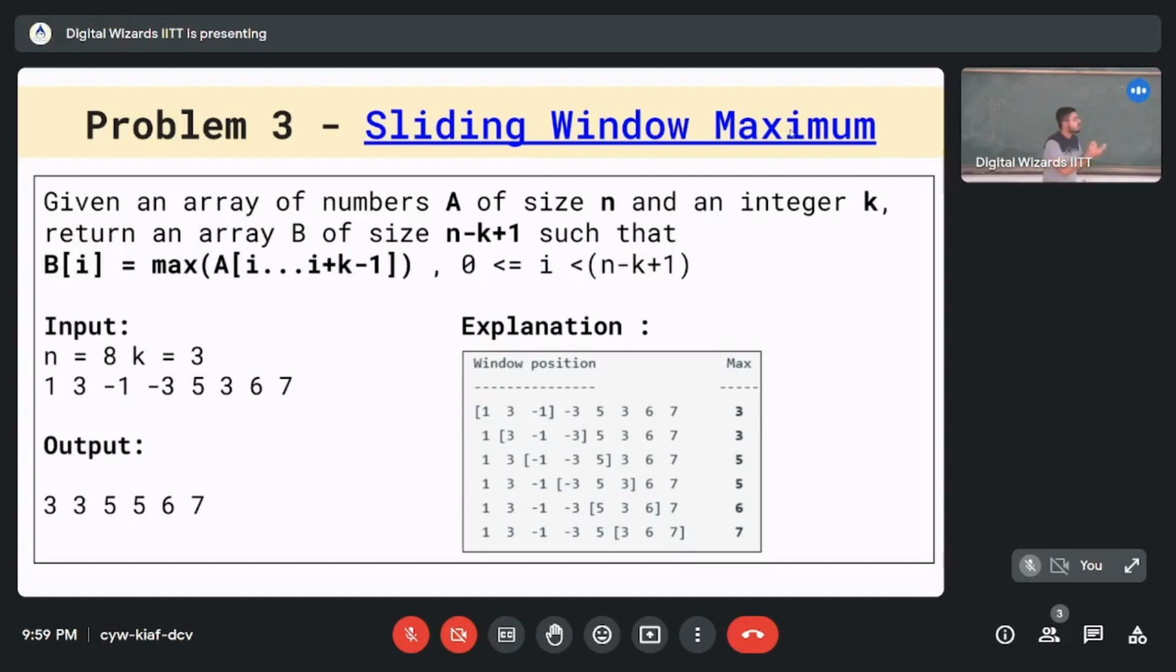So 1, 3, minus 1, maximum is 3. For the next one, you just slide the window by one and you find the maximum for that. Similarly, for the further iterations, you could see -1, -3, 5. 5 is the maximum, so you just assign that, right? So you need to output this array.